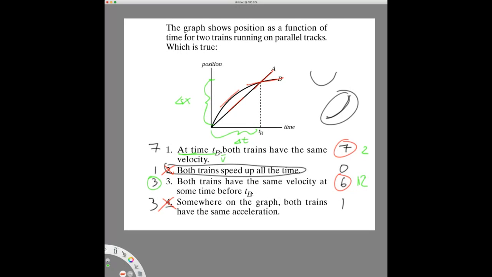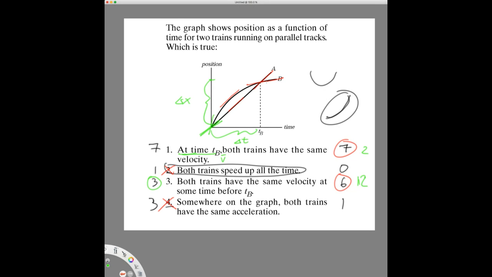Now, Chandler's argument that the velocities are different at time TB is really good because the slopes are clearly different, and they're also different at the beginning. But the problem here is train B starts out faster than train A at the beginning, and it's slower at the end. And you can't go from being faster than something to being slower than it without crossing through its speed.